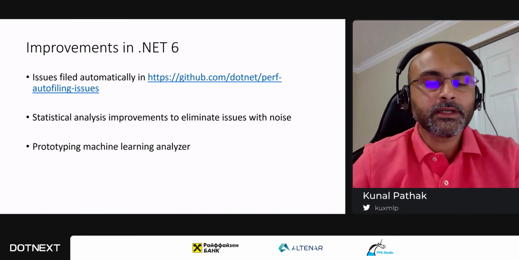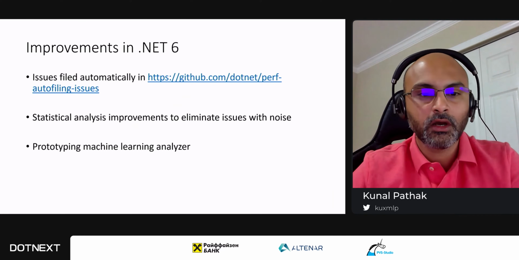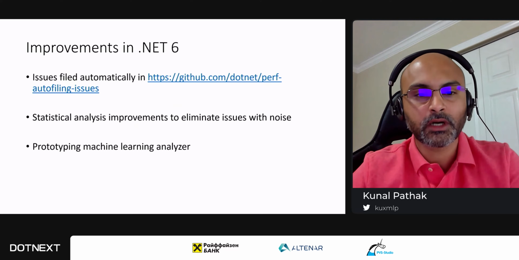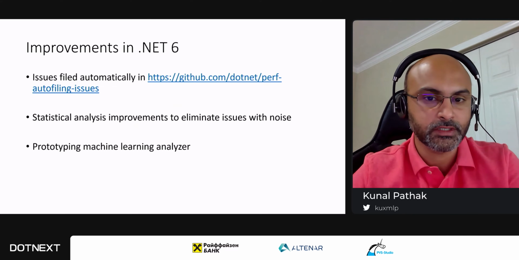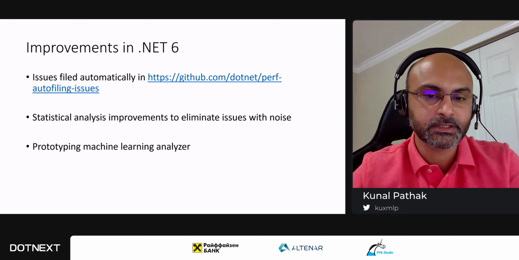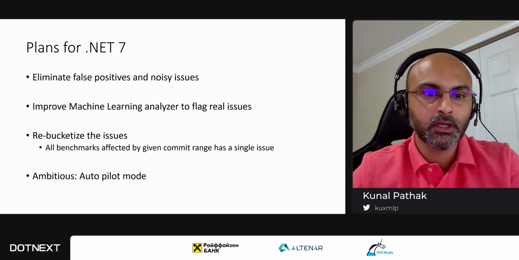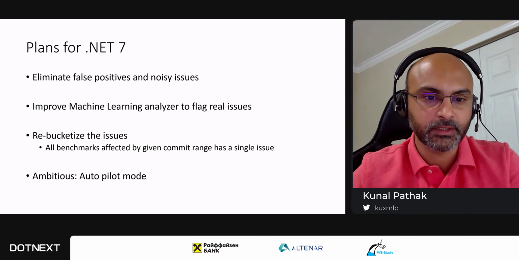In .NET 6, we started filing these issues automatically using our bot. We improved our statistical analysis to eliminate issues that have noise, so we won't see those noisy issues. We are prototyping a machine learning analyzer that would flag the noisy issues. But again, the core problem of instability still remains. It's just that we might not see those noisy issues. There are some plans for .NET 7: eliminate those false positive and noisy issues in our daily triage, and improve our machine learning analyzer to flag the real issues.